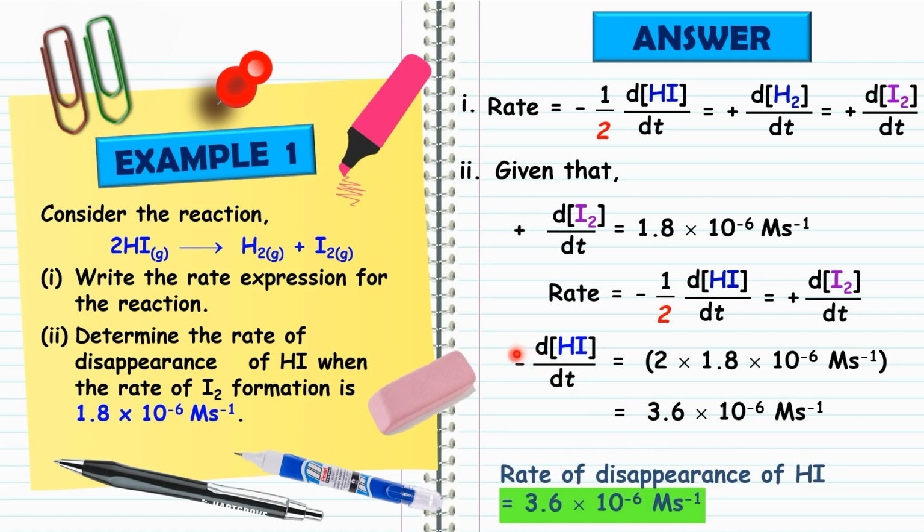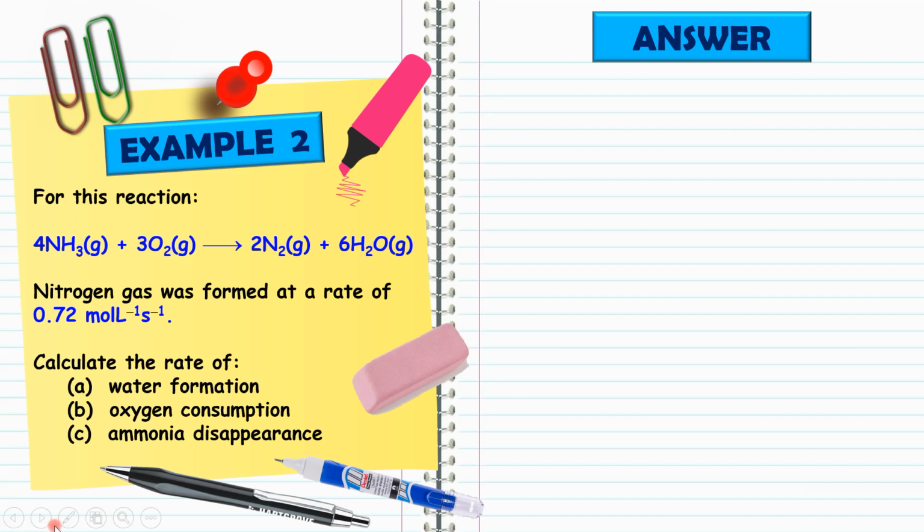So the sign here should be in front of the expression, whether positive sign or negative sign. For example, number 2. For this reaction, consider this equation. Nitrogen gas was formed at a rate of 0.72 mol per liter per second. Calculate the rate of water formation, oxygen consumption, and ammonia disappearance.